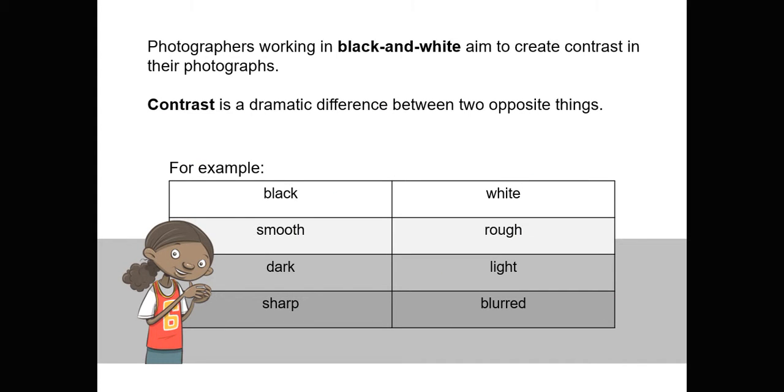So today we're just going to be looking at black and white. So seeing how photographers working in black and white aim to create contrast in their photographs. And contrast is a dramatic difference between two opposite things. So for example, we've got black and white, smooth and rough, dark and light, sharp and blurred. We could have round and angular, lots of different things.